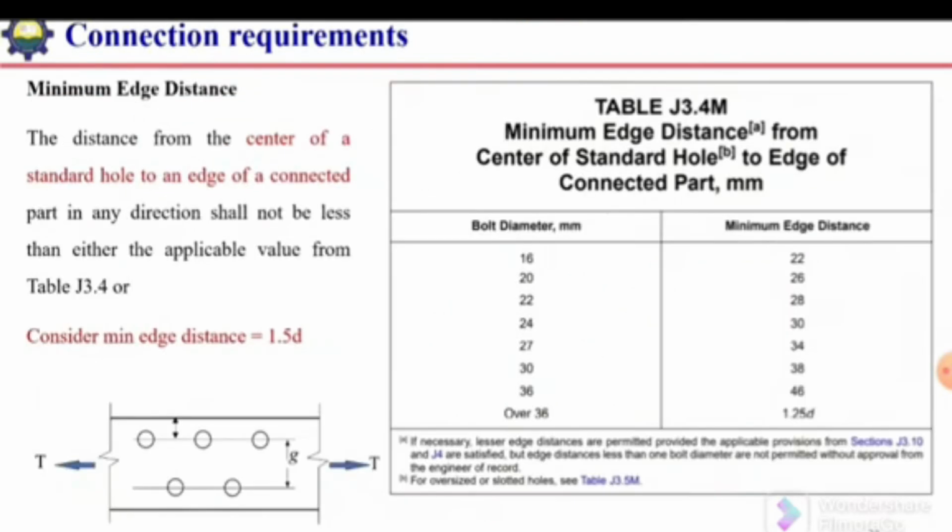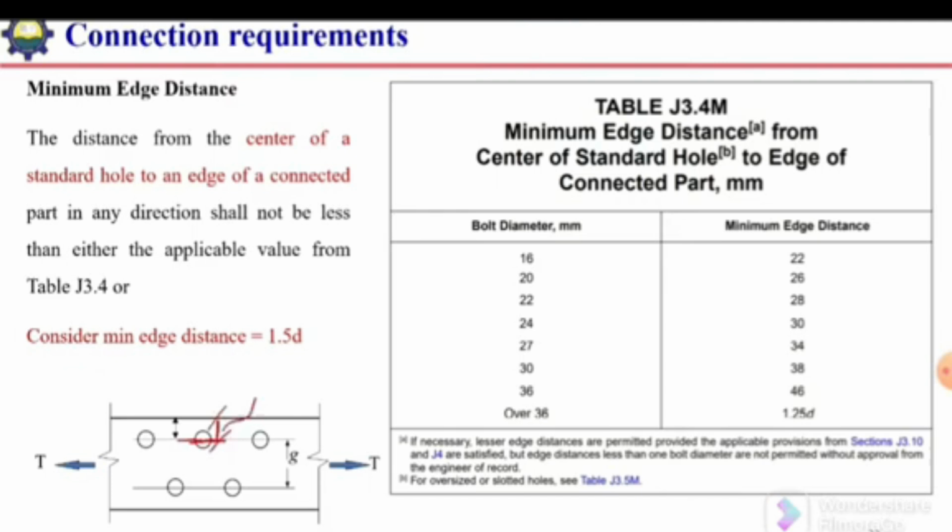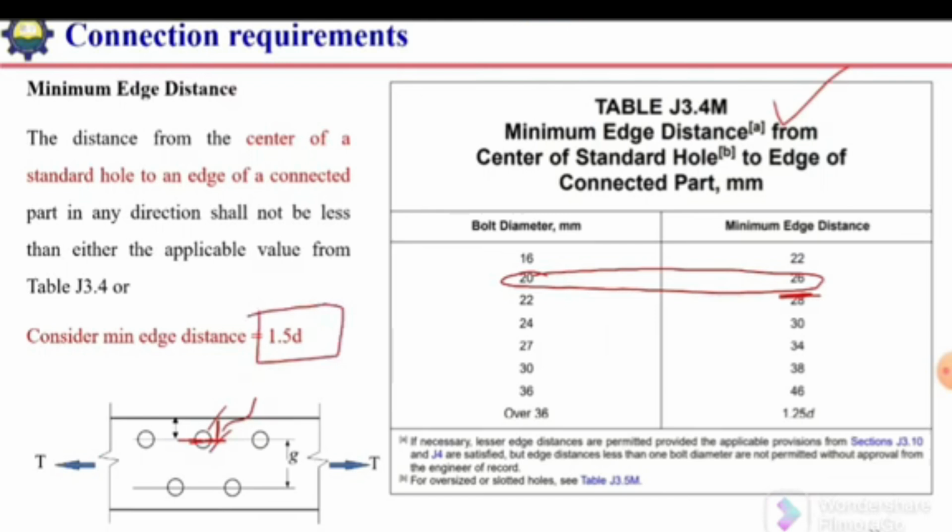Okay, next is minimum edge distance. The distance from the center line of the hole up to the edge. So this edge distance should be according to this table. For different diameters of bolts, the corresponding value for the edge distance is given in the AISC code. So for example, for a 20 mm diameter bolt, the minimum edge distance should be 26 mm, or otherwise we can keep this edge distance more than 1.5 times the diameter of the bolt.